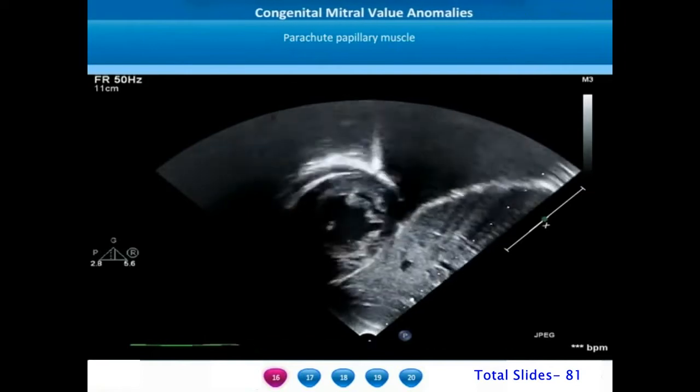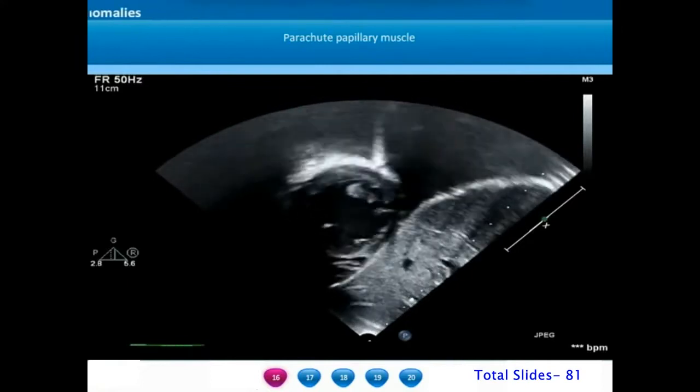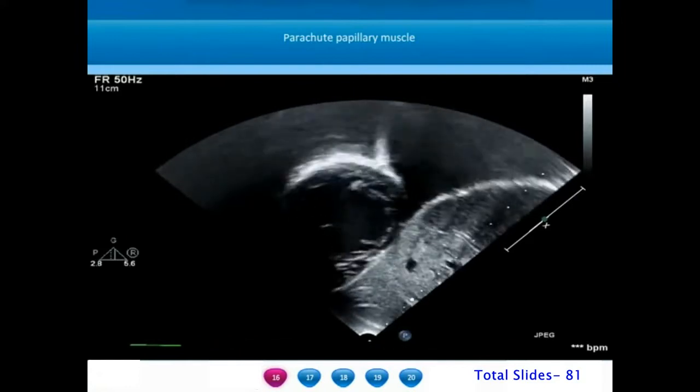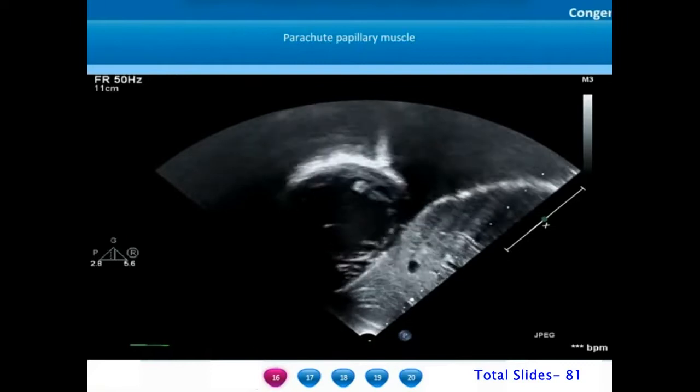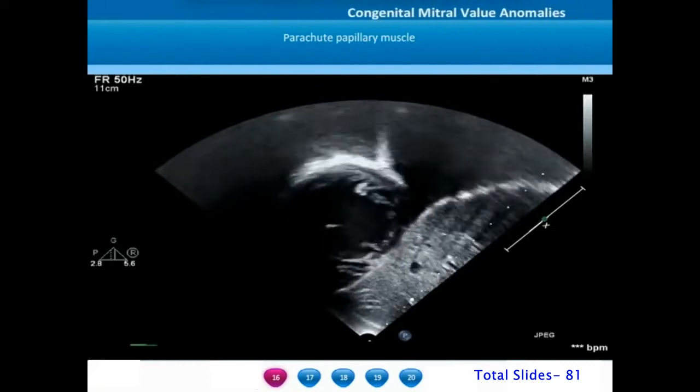The single parachute papillary muscle can be located in any portions of the left ventricle. In this second example of parachute mitral valve, we can appreciate that the papillary muscles are getting attached between the 2 o'clock and 3 o'clock position of the left ventricle in subxiphoid short axis view.